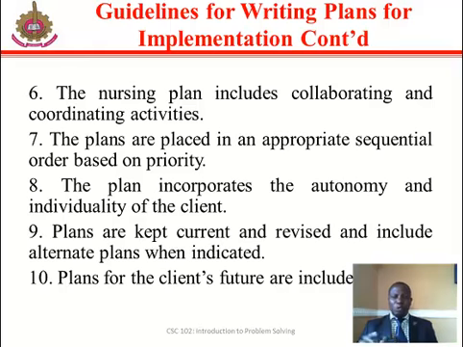With whom do you need to collaborate to assist the client in achieving the objective? The physical therapist, nutritionist, community health nurse, or agency that can supply information, materials, finances, consultation, equipment, or appliances to the client. The plans are placed in an appropriate sequential order based on priority. The nurse needs to establish the sequence of events in order to achieve the objective. What is the most important action to take first?